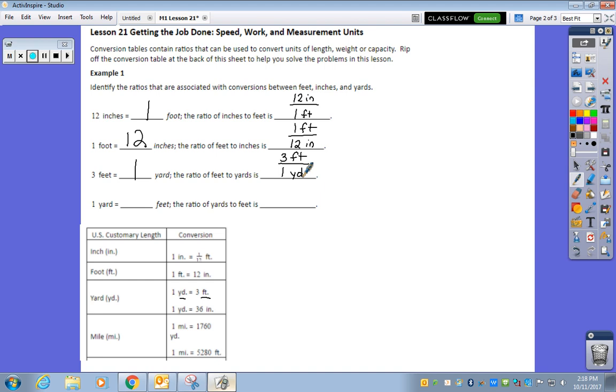The last one, 1 yard equals blank feet. Again, it's the same thing, just reverse order. So this would be 3 feet, and the ratio of yards to feet would be 1 yard over 3 feet. Hopefully you found this part fairly easy. It's just looking at a table, finding the equivalent unit, and then creating a ratio using a fraction.